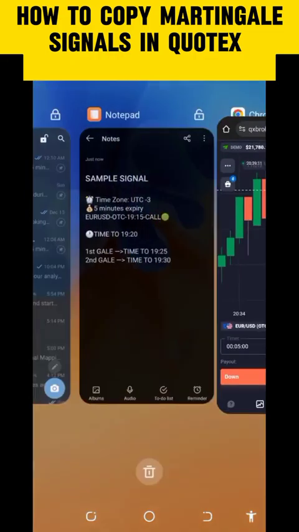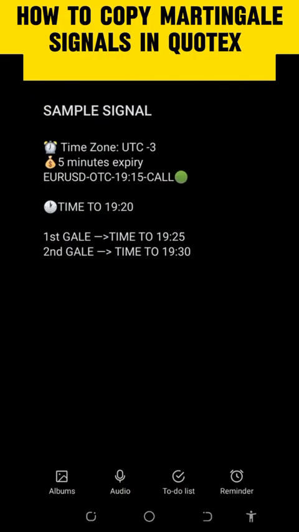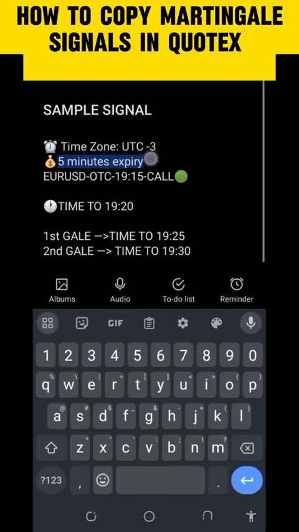So at 19:15 you click up, and the trade will run from 19:15 to 19:20. That is why it is 5 minutes expiry. Once the trade starts, it will run from 19:15 to 19:20, and the trade should end.